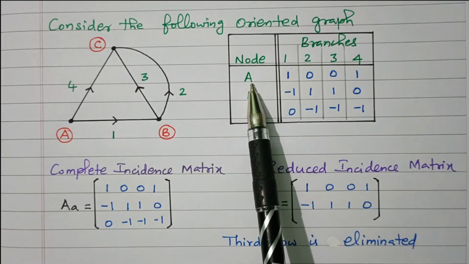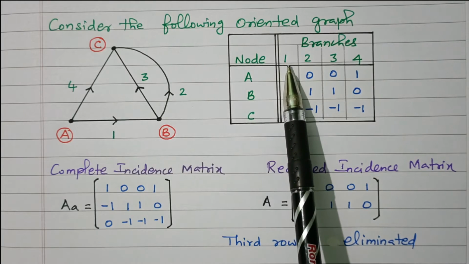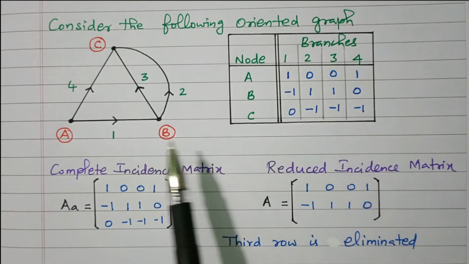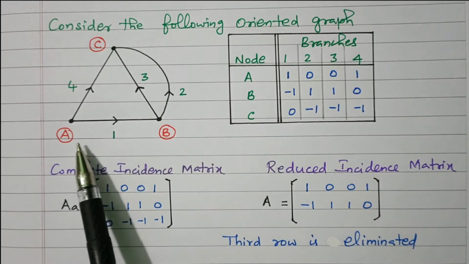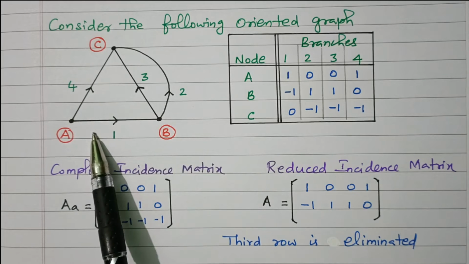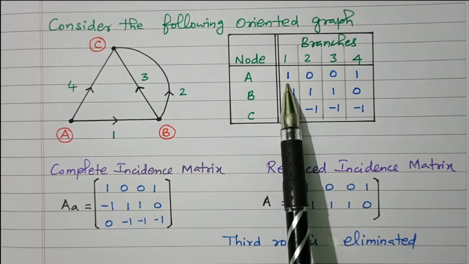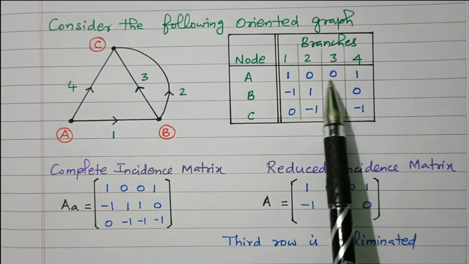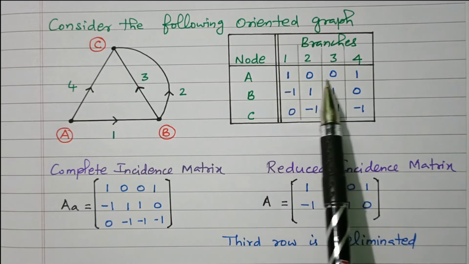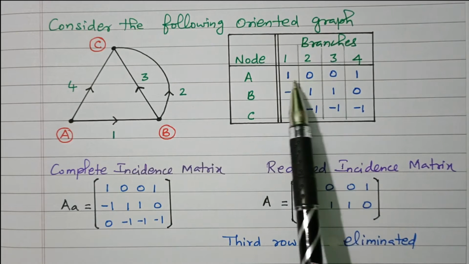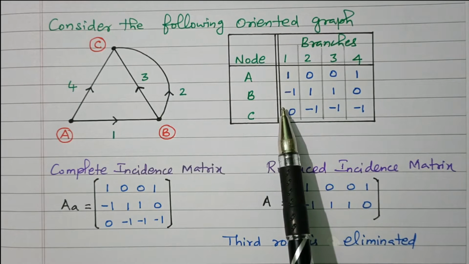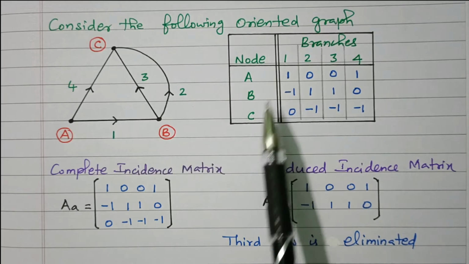Now we need to check how the branches 1, 2, 3, 4 are connected to each node. Based on that we can write the values. First consider the node A. Branches 1 and 4 are connected here. Branch 1 is going away. Going away means plus 1. The fourth branch is also going away, so plus 1. Branches 2 and 3 are not connected with the node A, so 0. Not connected means 0. Going away means plus 1, and going towards means minus 1.